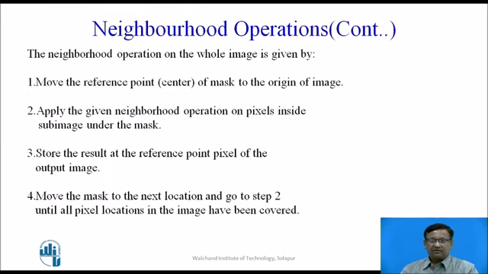Neighborhood operations, we are going to continue. The neighborhood operation on the whole image is given by this algorithm. The first step is to move the reference point, that is the center of the mask, to the origin of the image. Apply the given neighborhood operation on the pixels inside the image under the mask. Then store the result at the reference point pixel of the output image. Move the mask to the next location and go to step 2 so that all pixels in the image are covered.